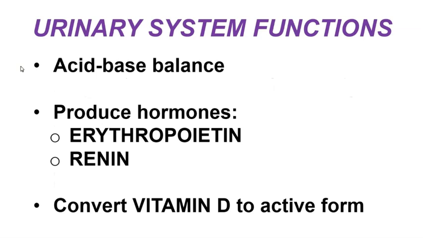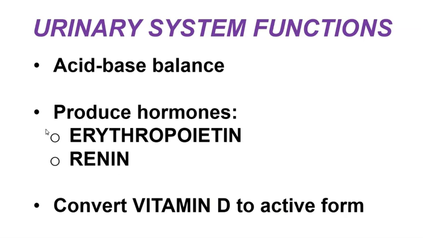The urinary system also regulates acid-base balance within the blood. That regulates essentially the pH of the blood. The kidneys in particular are producing a couple of hormones. These are two hormones we've discussed previously, but we'll review their functions here. Erythropoietin, recall, regulates the production of red blood cells by the red bone marrow. So the more erythropoietin that we have being released by the kidneys, the more red blood cells will be formed in that period of time.